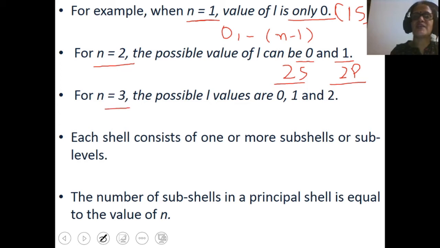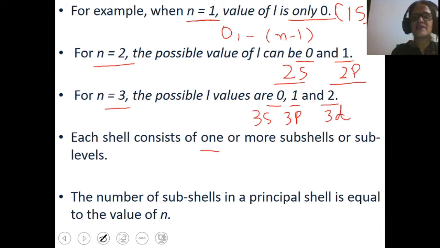n is equal to 3. The possible values are 0, 1 and 2. Again, 0 represents the s subshell, 3s. n is equal to 3, L is equal to 1 represents the 3p subshell. n is equal to 3 and L is equal to 2 represents the 3d subshell.